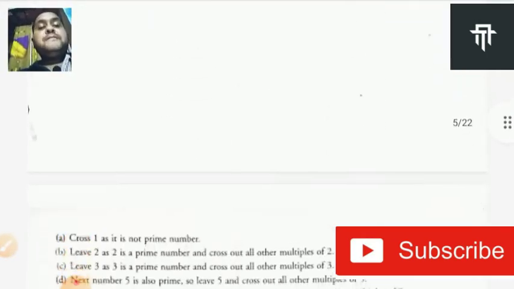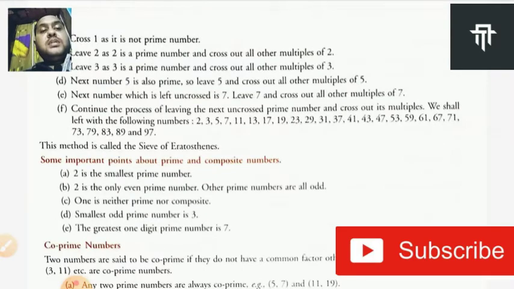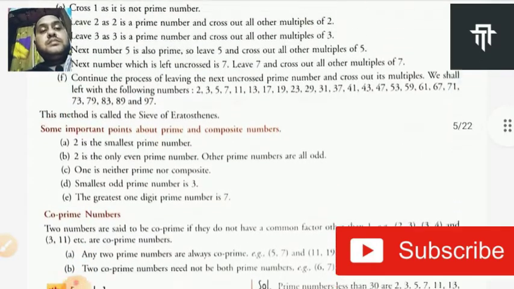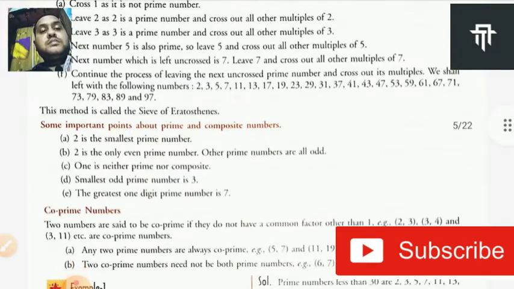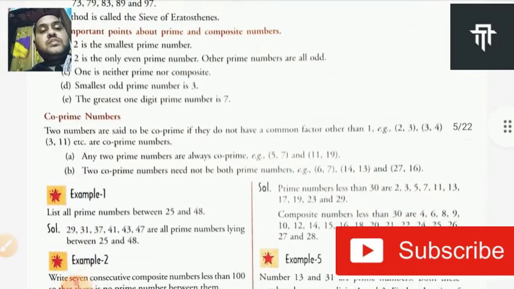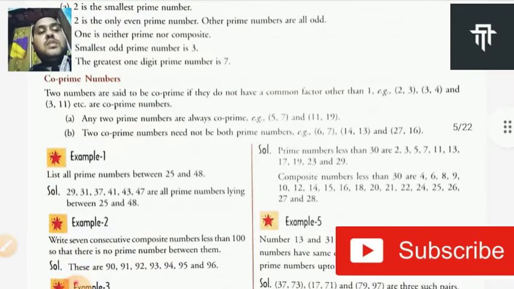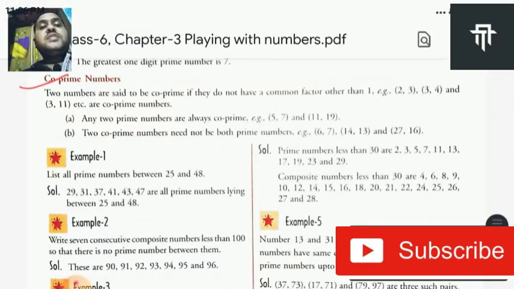Next is, what are co-prime numbers. Two numbers are said to be co-prime if their common factor is only 1. Two numbers are said to be co-prime if they have only one common factor, which is 1. Two numbers are said to be co-prime if they do not have a common factor other than 1.